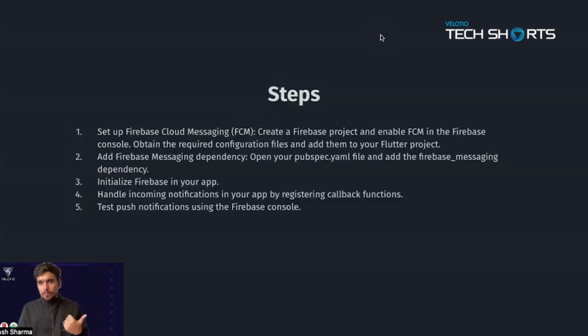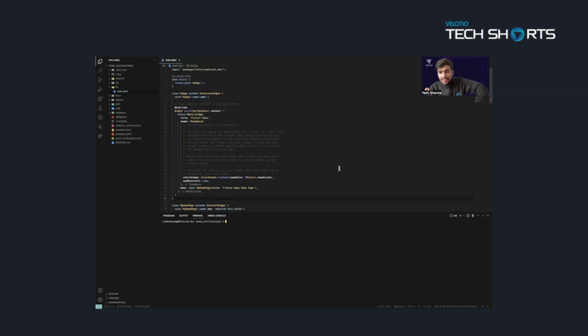Now let's look into how we can implement FCM in our Flutter project. We'll start with setting up FCM in Firebase console, adding the dependencies, initializing Firebase in our app, and also handle the incoming notification. We'll also test our implementation using Firebase console. So let's start with the demo. Now I've already created a default Flutter project. Let's see how we can add Firebase and FCM to it. We'll be using FlutterFire, an amazing tool for this.